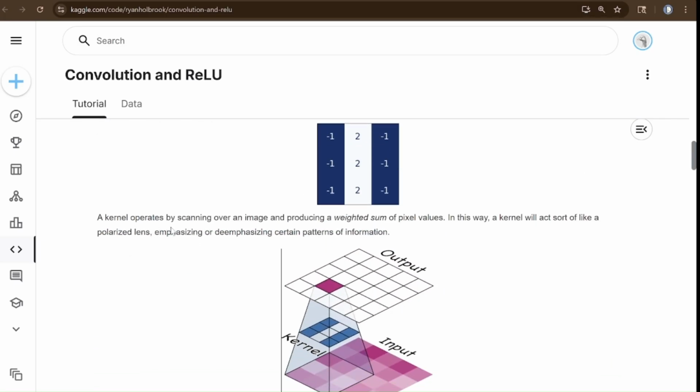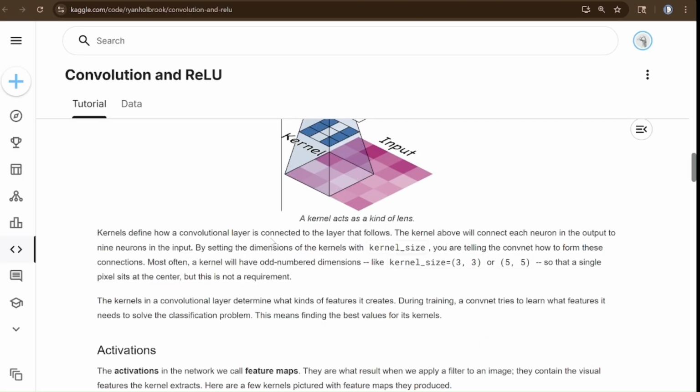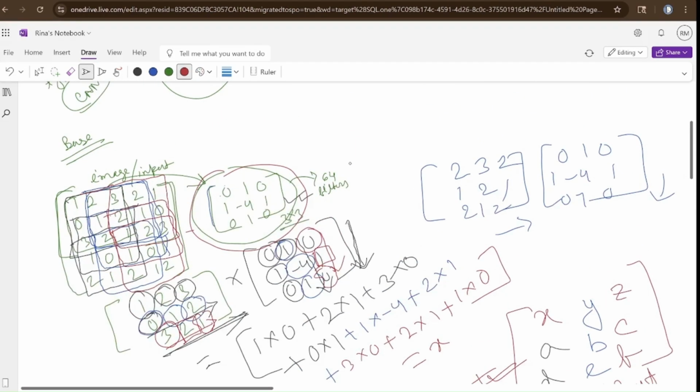Fine. Now see, a kernel operates by scanning over an image and producing a weighted sum of pixel values. See, that's what I have told you. You are just taking this one and scanning over the image slowly and producing this output. Kernels define how a convolution layer is connected to the layer that follows, and it can be of any size. Especially odd number dimension is better, but that's not a requirement. Like we have taken 3 by 3, same you can take 5 by 5. Odd one is better so that one pixel sits at the center.